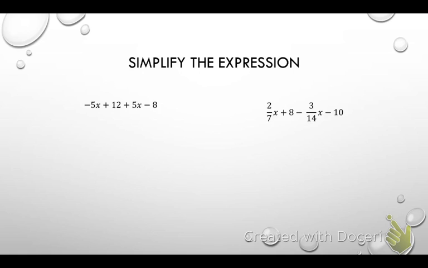12 minus 8 is what? 4. It is positive 4. Just 4. Some people said 0x. I would take it, but 0x technically cancels. All right, what about the second one? The second one. Zachary.